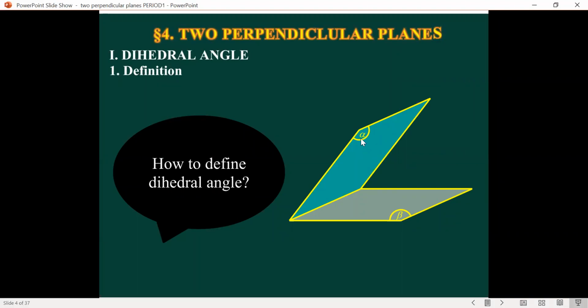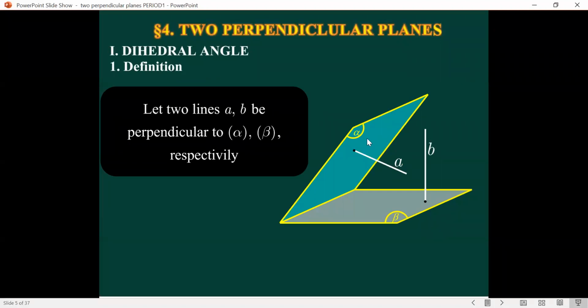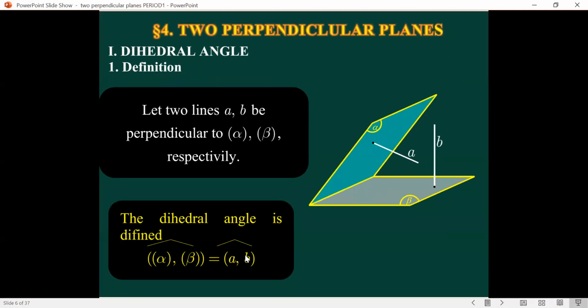Given two planes alpha and beta. A and B are lines perpendicular to planes alpha and beta respectively. So the angle between A and B is called the angle between the two planes alpha and beta. Following the definition, the angle between two planes is defined through the angle between two lines.